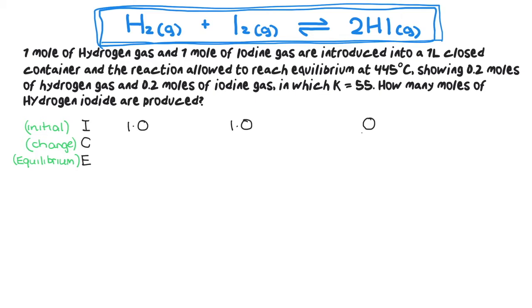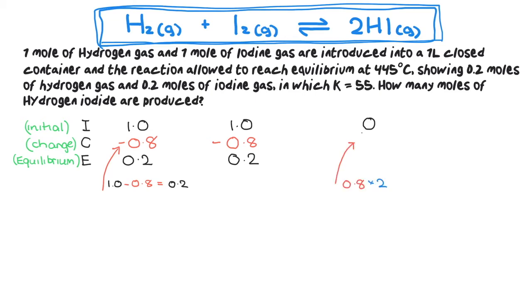At equilibrium, there was 0.2 moles of hydrogen gas and 0.2 moles of iodine gas. Therefore, there was a change or decrease of 0.8 moles. That is 1 minus 0.2 for both reactants, as they're both 1:1. This means there would have been a change of 0.8 times 2 for hydrogen iodide, and it's times 2 because it's in a 2:1 ratio with the reactants, which is 1.6.